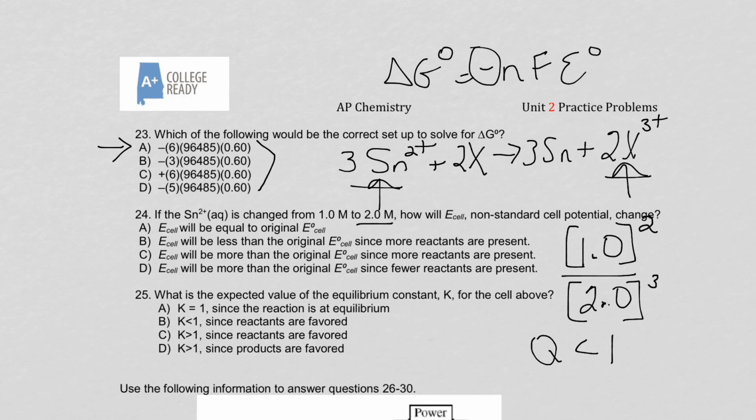So if you solve the Nernst equation, you would take the standard cell potential minus this term you got after you did the rest of the math. So if you're subtracting a negative, you're actually adding. So the cell potential would actually go up. And so our answer, we're down to C. If we have a ratio that's less than 1, we're actually going to have a higher cell potential. And the reason is because we have more reactants present. So more reactants can produce more voltage.